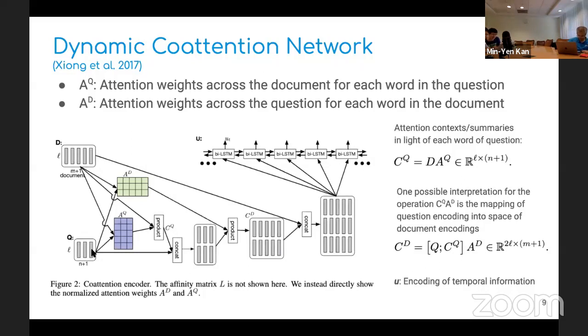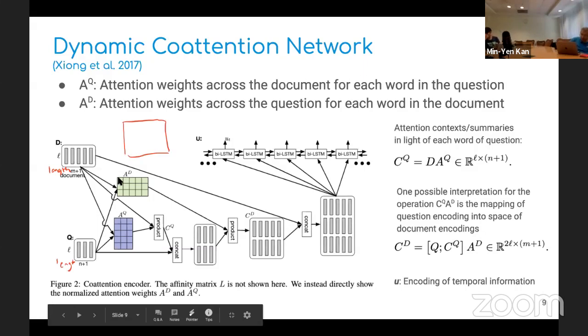So every word in the question will attend to every word in the document, and the document also does the same thing. So that's what AD and AQ are: the attention from the document to the query, and from the query to the document. So AD is of size N plus one cross N plus one, is it?